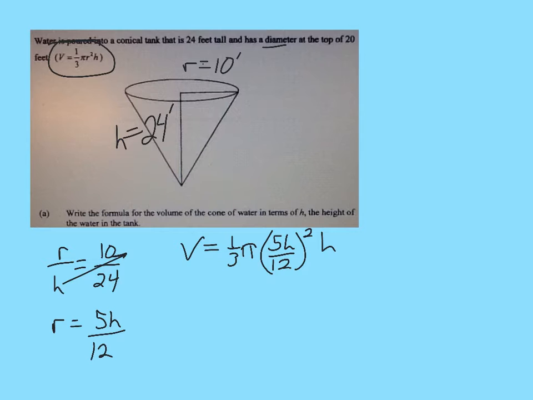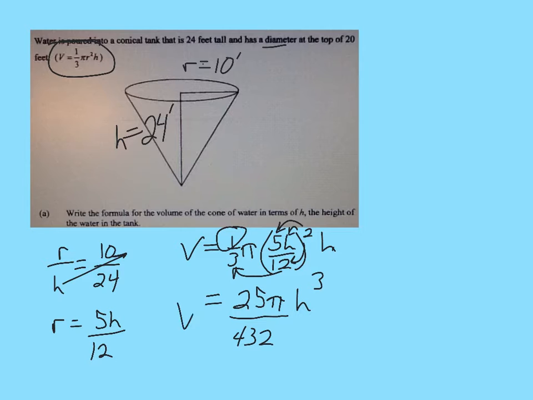Let's clean this up just a little bit more. If I do everything on top, I'm going to square both of these, so I get 25, and then we're multiplying by 1. So on top I actually get 25 pi, and then I have h squared and another h, so I'm going to get an h cubed. Now I'm going to look at the bottom. I'm going to square this part, 144, and 144 times 3 is 432. So there is volume with respect to just h. So not a bad start here. Really just a little bit of algebra.